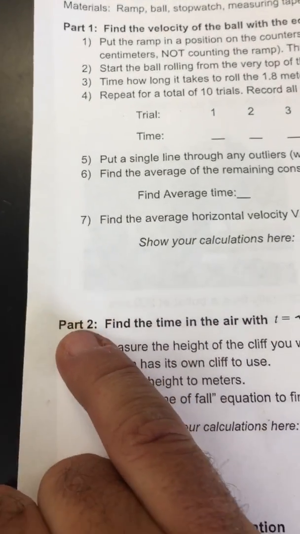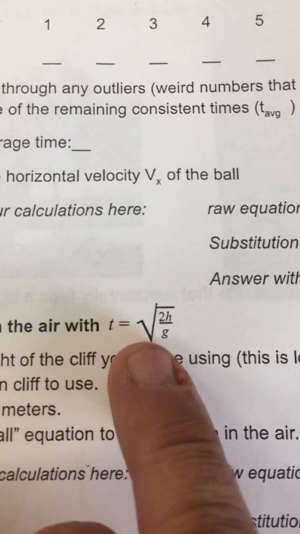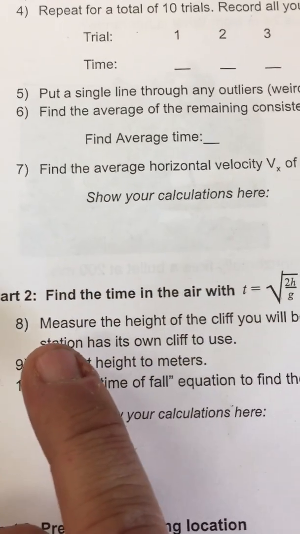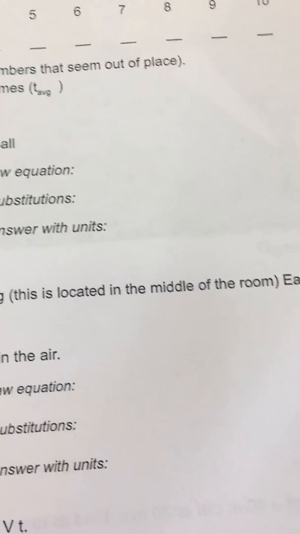Now you're going to do part 2, find the time in the air. We're going to be using the time to drop equation for that. So we need to know the h and the g. So we're going to measure the height of the cliff that you'll be using. This is located in the middle of the room. So we're going to go to the back here. And here is all the different heights that the different lab groups are going to use.